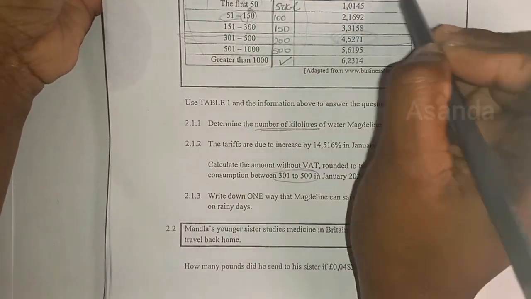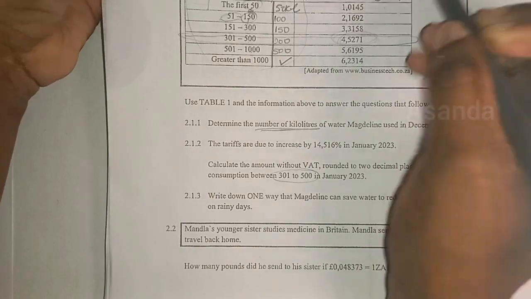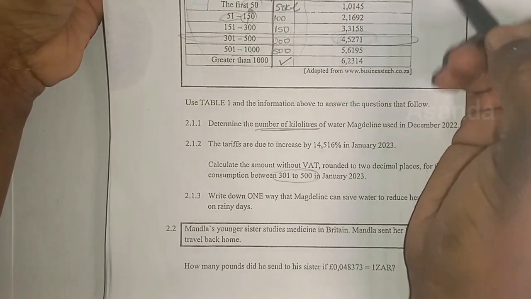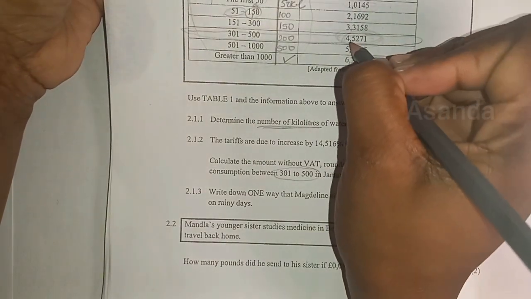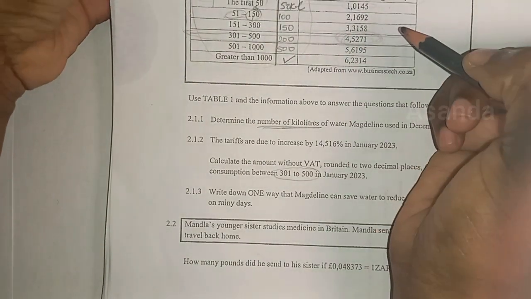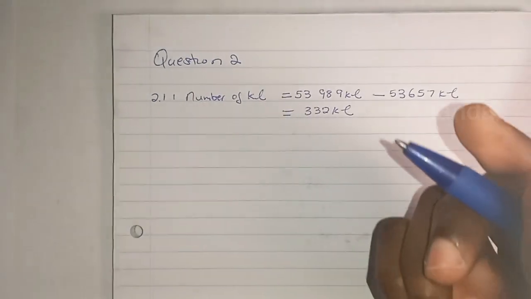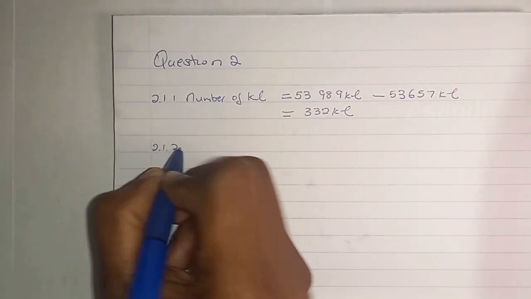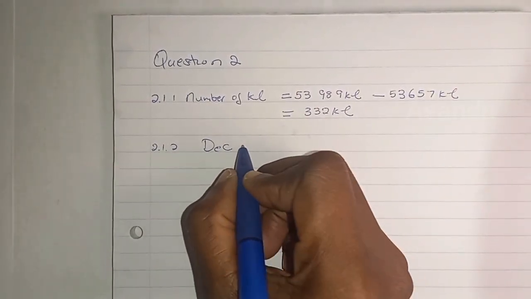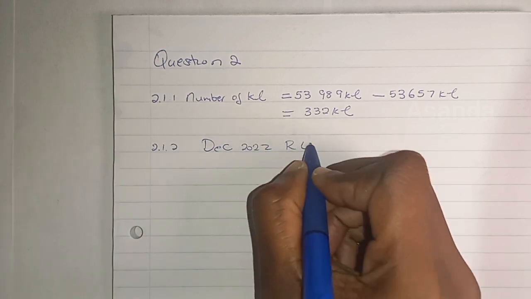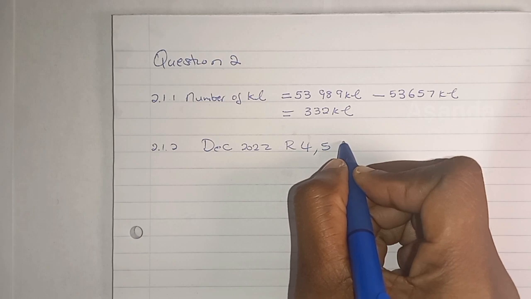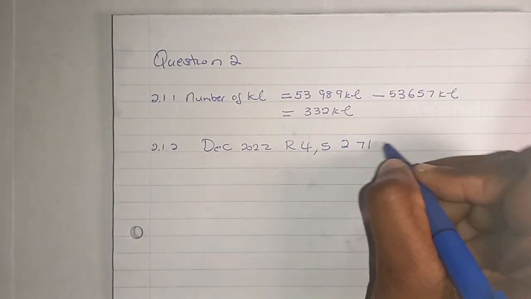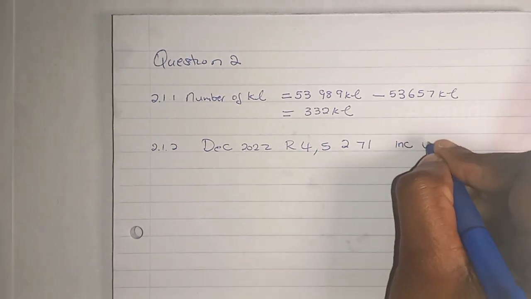They said here this is including VAT. Very important to know whether your amounts include or exclude VAT, right? So they said it's including VAT. And the amount of consumption in December 2022 is 4,527.51 rands. This is including VAT, right?